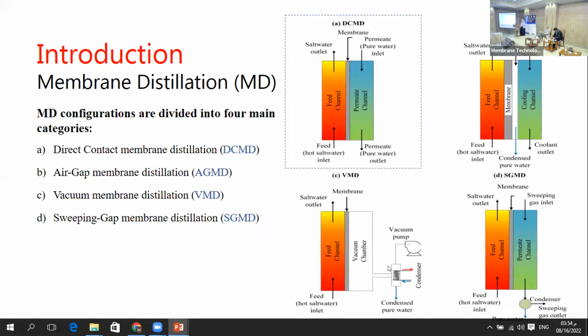The vacuum membrane distillation technique utilizes a vacuum pump at the permeate side to drag all the vapors that are transferred to the permeate channel and convey them to an outside condenser to be collected and condensed, which is outside the membrane module. The sweeping gas membrane distillation utilizes a sweeping inert gas at the permeate side to sweep all the vapors that are transferred to the permeate side. Our work is focused on the direct contact membrane distillation technique, as can be shown in this figure.